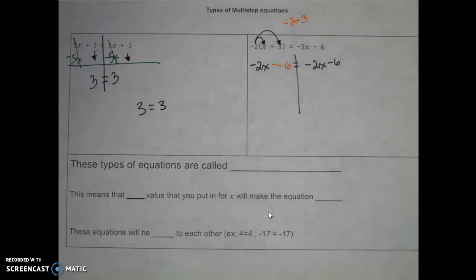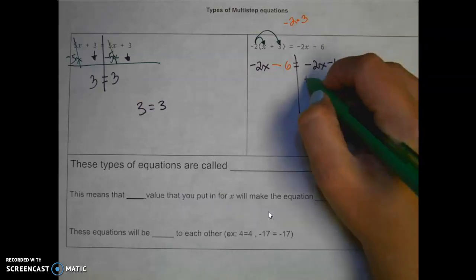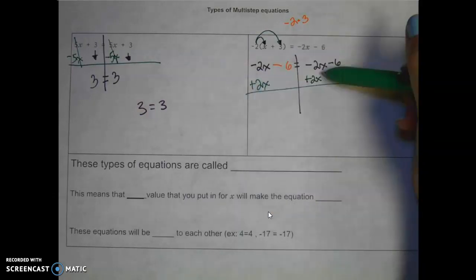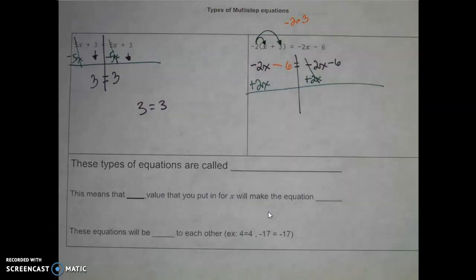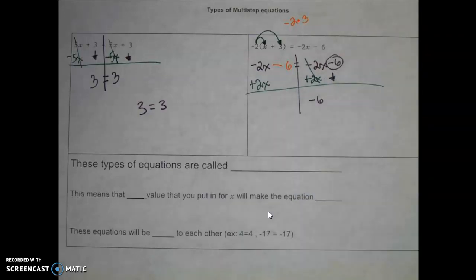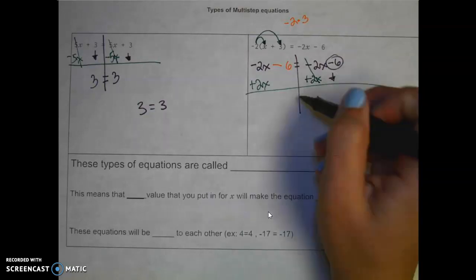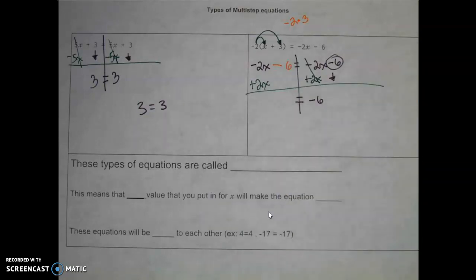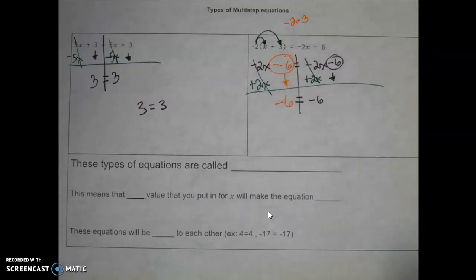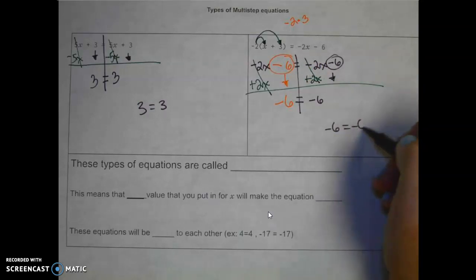Now I can solve. What I need to do is move this negative 2x to the opposite side here. The opposite of a negative 2x is a positive 2x. So I'm going to add 2x to both sides. Negative 2x plus a 2x is going to cancel. And I'm left with negative 6. Make sure you take this sign that's in front of this 6 and bring it down with it. Equals negative 2x plus a 2x is going to cancel. I'm left with bringing this negative 6 down. And look at that. We have negative 6 equals negative 6, which is a true statement.